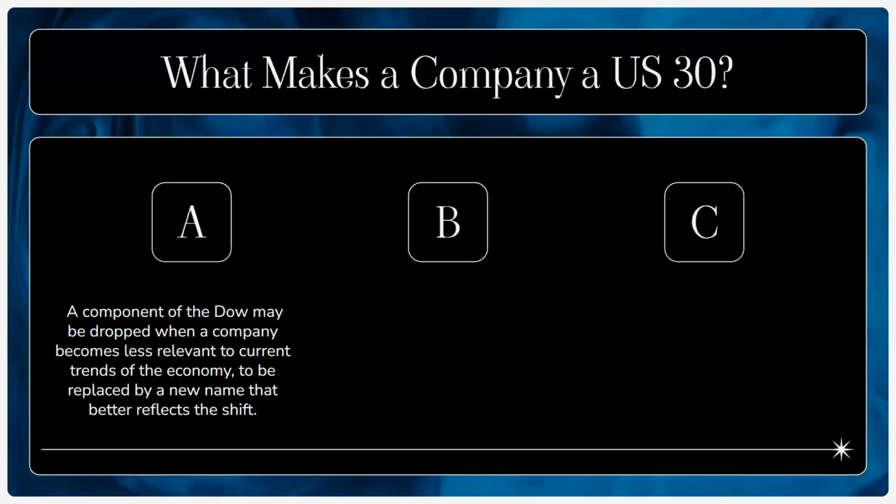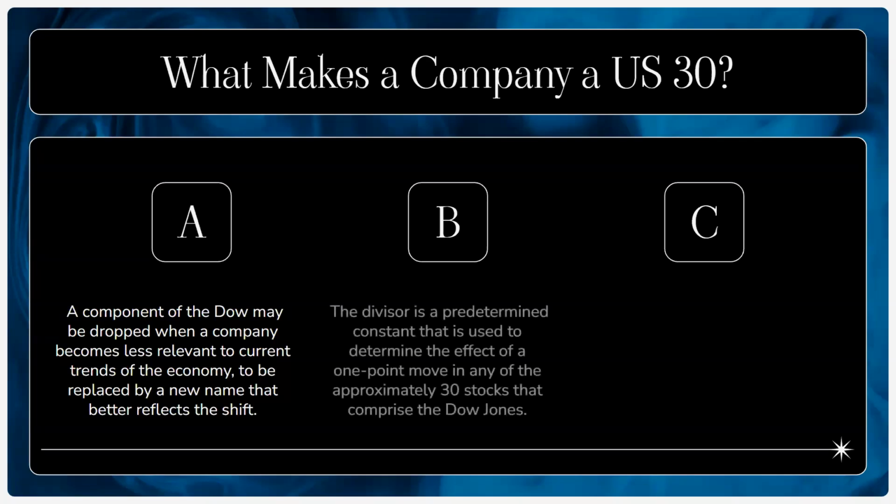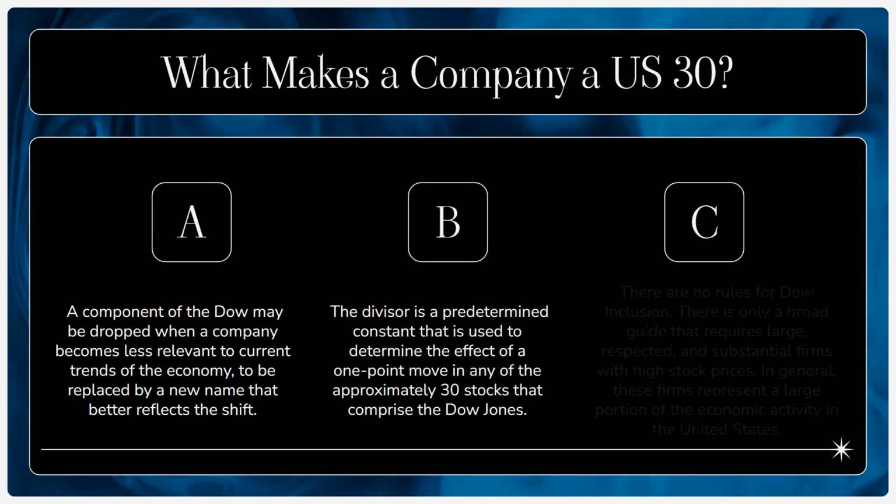What makes a company a US 30 consideration and what brings them into the fold? A. A component of the Dow may be dropped when a company becomes less relevant to current trends of the economy, to be replaced by a new name that better reflects the shift. B. The divisor is a predetermined constant that is used to determine the effect of a 1-point move in any of the approximately 30 stocks that comprise the Dow Jones.